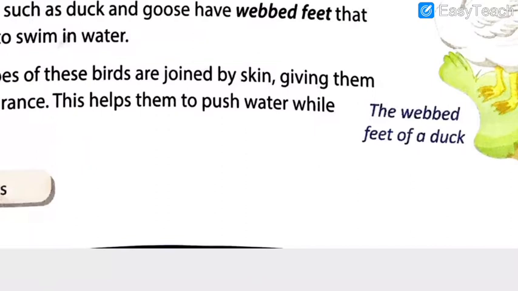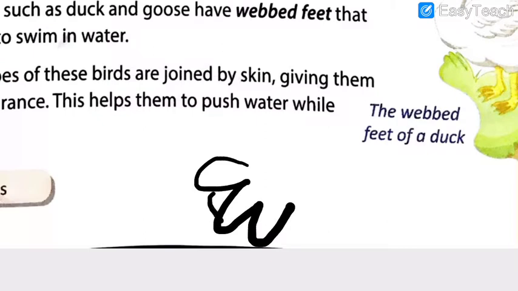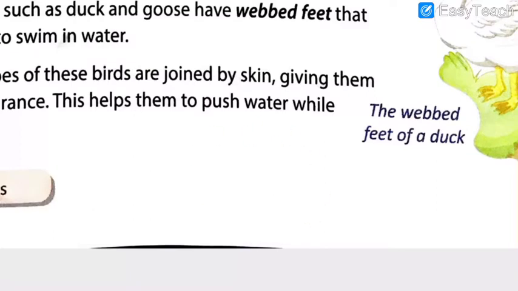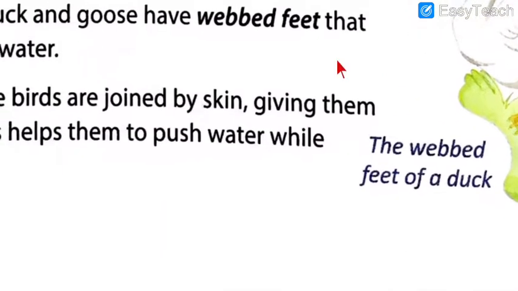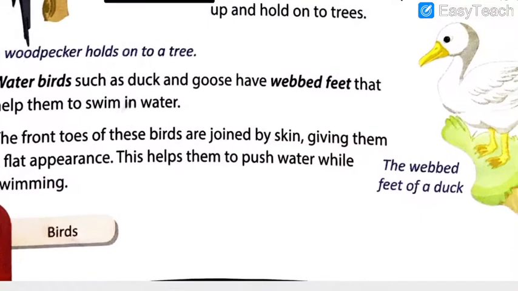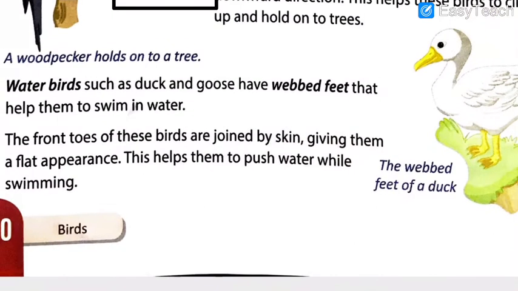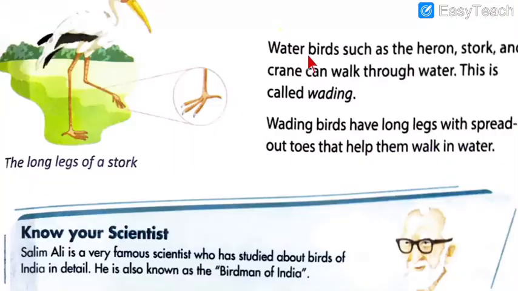So if I can draw a rough diagram here, for example, these are the toes. They are connected like this so that they can easily flap the water. They can easily swim in the water because there is no gap in the toes. So that is why they can push the water and swim very comfortably in the water.